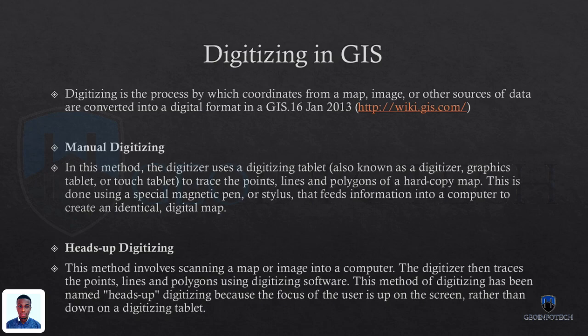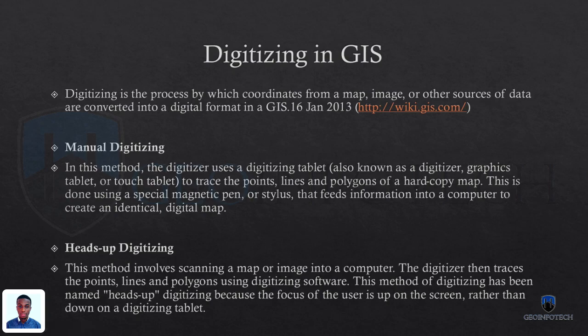The definition from wikigis.com says that digitizing is the process of converting coordinates from a map. It can be a scanned map, it can be an image, whatever it is. You are converting the coordinates of any properties in the map, or other sources of data, to a digital format in GIS. And the digital formats in GIS we know of are points, lines, and polygons.